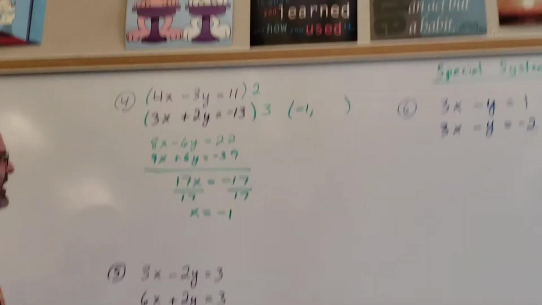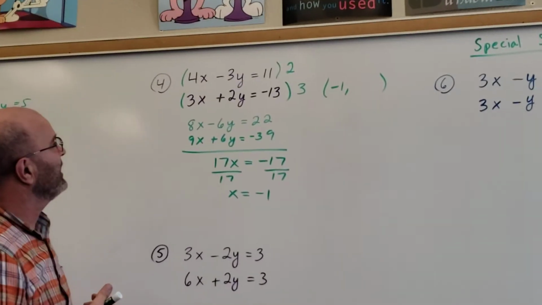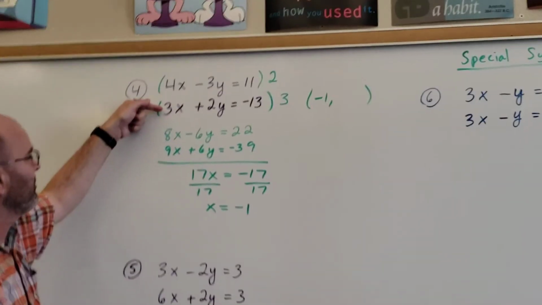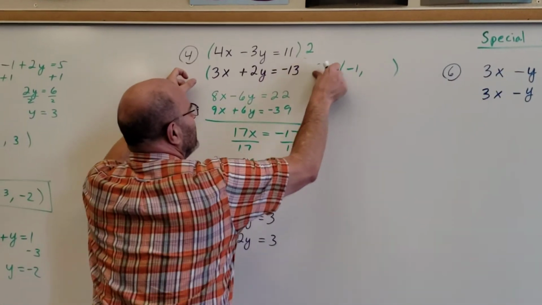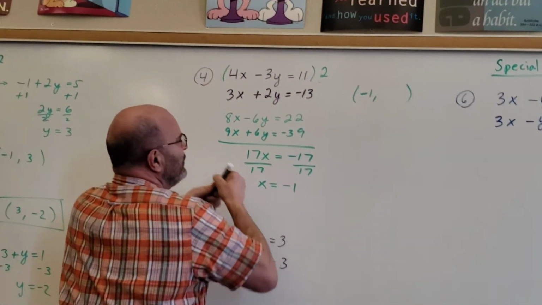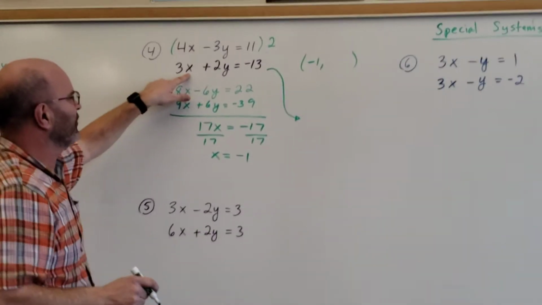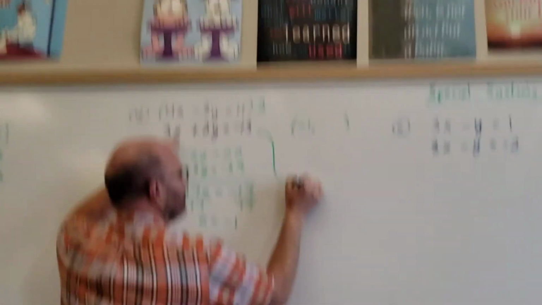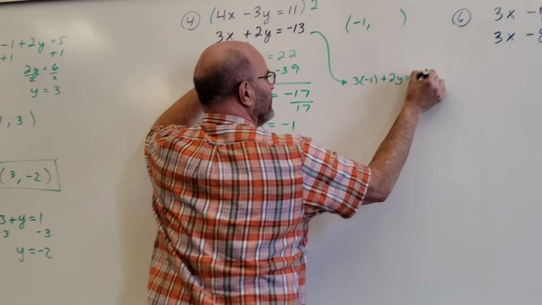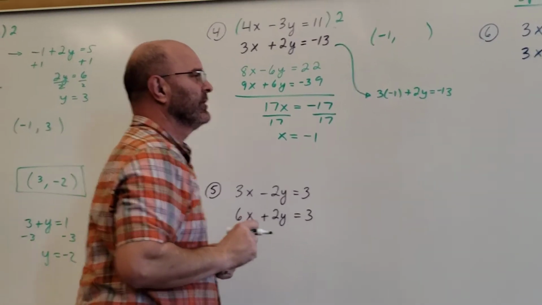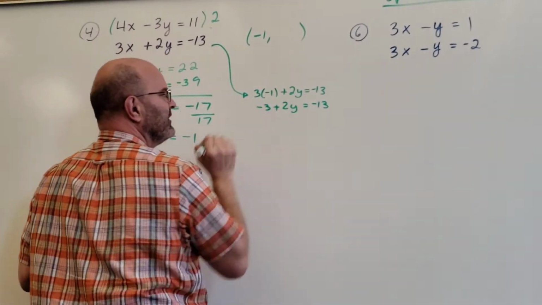And to find the y value, it's a little bit tricky, but I need to plug in my -1 for x either in the top equation or the bottom equation. I'm going to choose the bottom equation. I'm going to erase this stuff so it's a little bit easier to see what's happening. And that equation, when I plug in -1 for x, gives me 3 times -1 plus 2y equals -13. So be careful with your algebra here. -3 plus 2y equals -13.